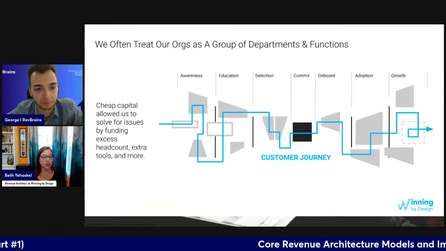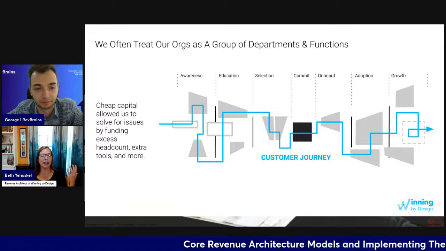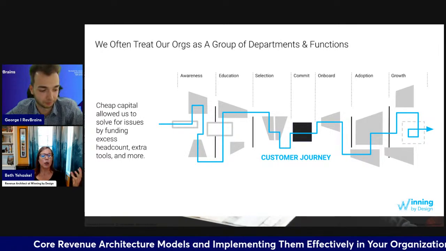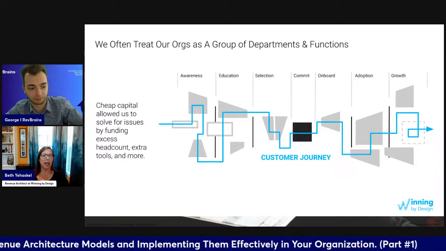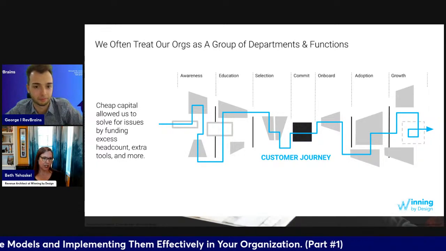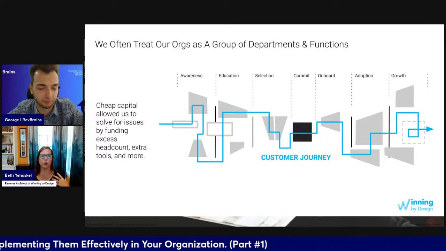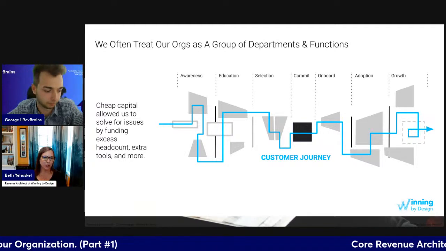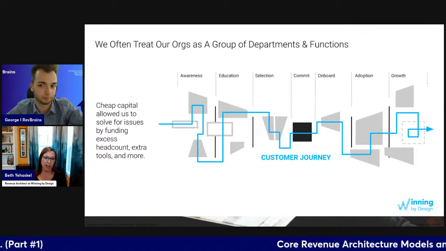Well, we are at the last model, the operating model. So this is where everything starts to really come together. And very often, unintentionally, we treat our organization as a group of departments and functions working in silos, where everyone is well-intended, doing different things, but this is what the customer journey and the organization ends up looking like.